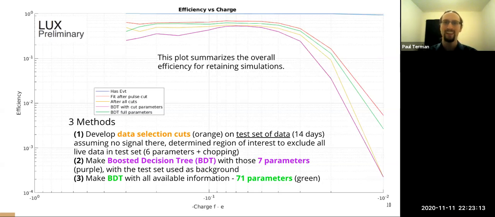But as I had said before, it gives us a feeling of comfort that we can rely on the BDT, that it's not just some black box, that it's matching or close to matching what we would get from normal or traditional methods. And then our green line is our 71 parameter BDT, where we see an improved simulation efficiency overall, with the exception of the 0.3 charge, which is the highest charge on the left here, slightly below the cuts method. That's probably because we had fewer 0.3 charge sims than all the other ones.